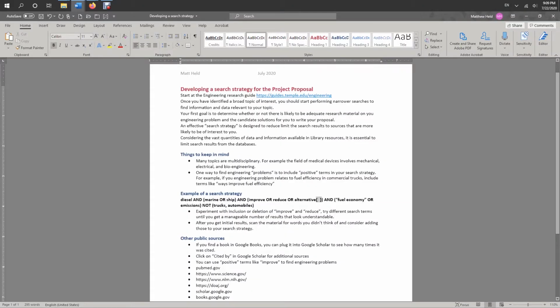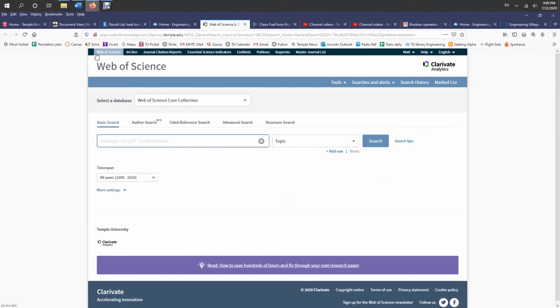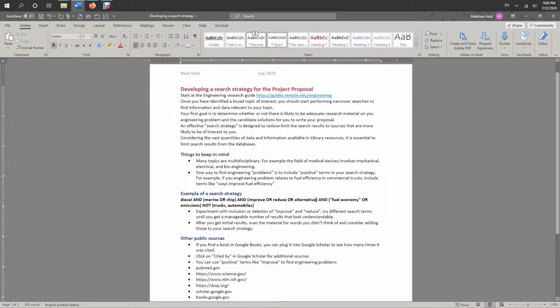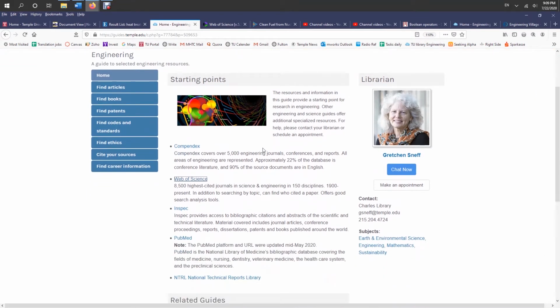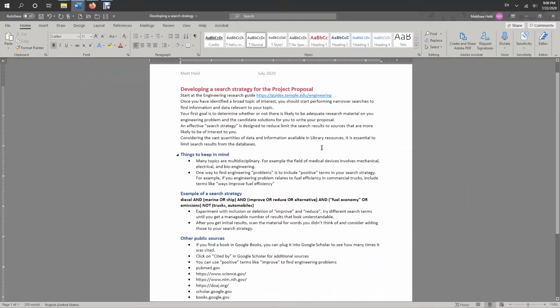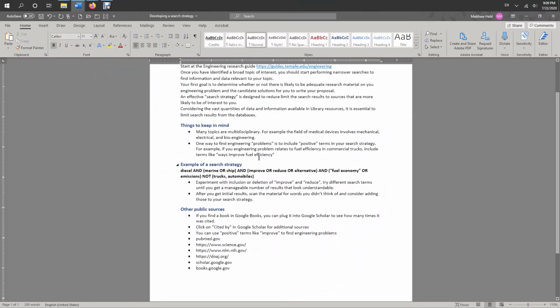Okay, so let's get started by looking at a search strategy. You may have heard of Boolean operators. We're going to take a look at those here in this document, which will be uploaded to Canvas. So if you can just go back to the engineering guide. Here it is. This is the home, the engineering research guide. But for now, there's a couple things on this file here.